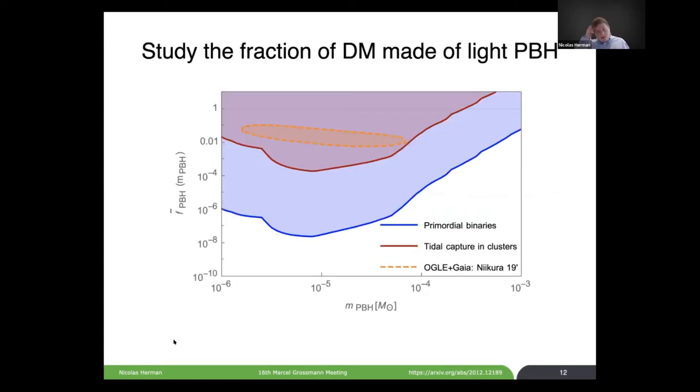So we can study the response of the detector as a function of the mass of the primordial black holes. And if we put a sensitivity of 10 to the minus 10 watts, we can put a kind of experimental limits on the fraction of dark matter made of light primordial black holes. So here in yellow, it's the microlensing observation that sets these limits. And if we consider tidal capture in clusters, we can reach at maximum 10 to the minus 4 fraction of dark matter made of PBH of 10 to the minus 5 solar masses. And for isolated primordial binaries, we can reach nearly 10 to the minus 8.